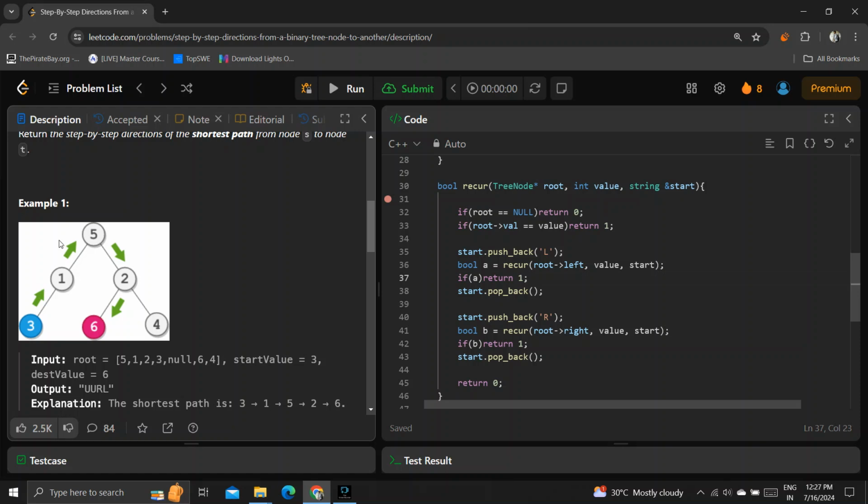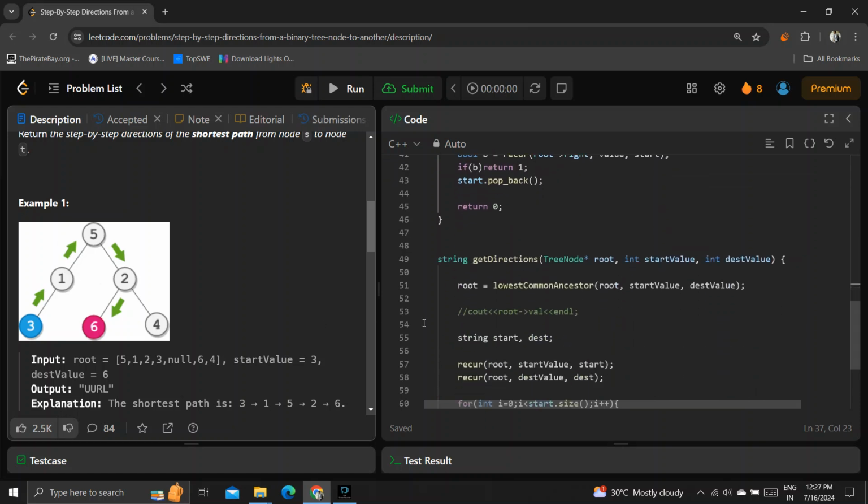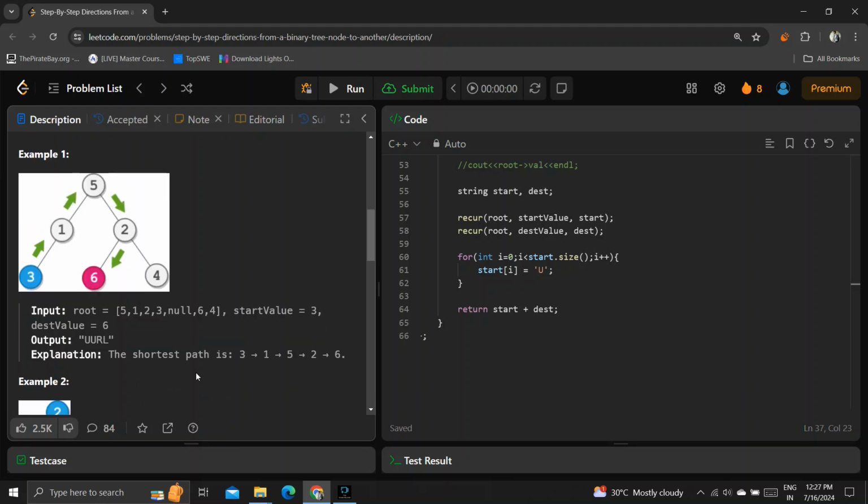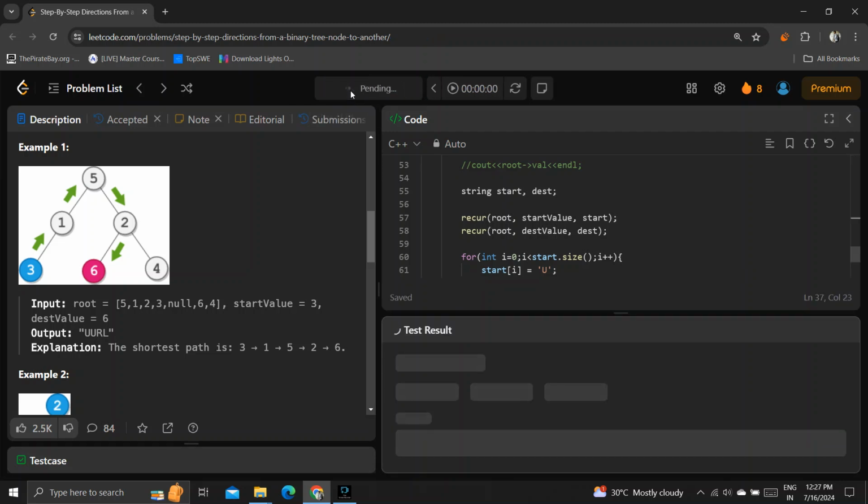And as we know, we have to update all our start string values with U. I will do it, right? I will move through the start string and update all the values to U, and I will simply return start plus destination, that is U, U, L, and R. Okay, hope you have got this problem.